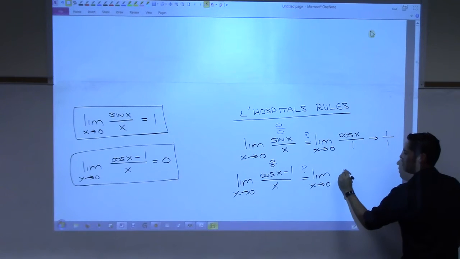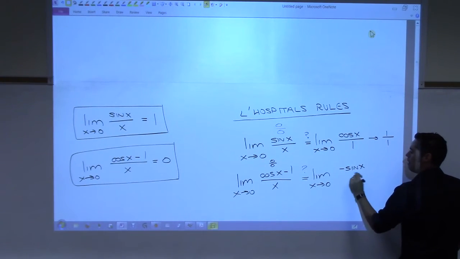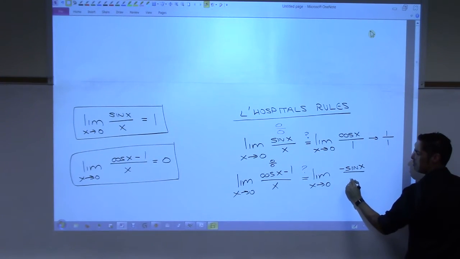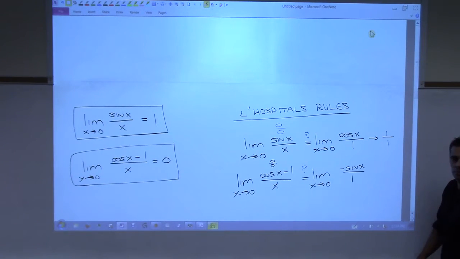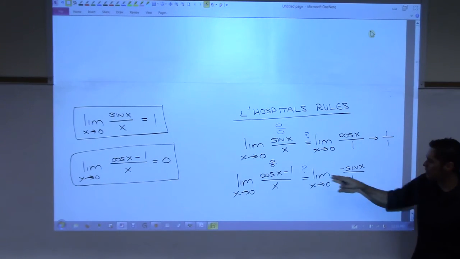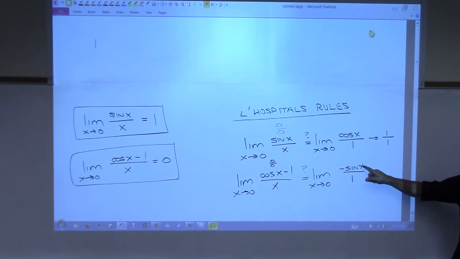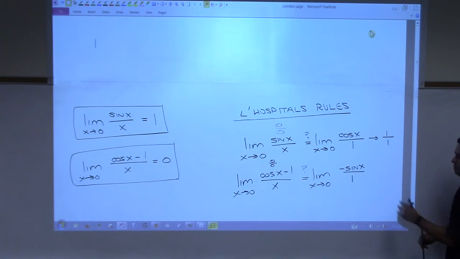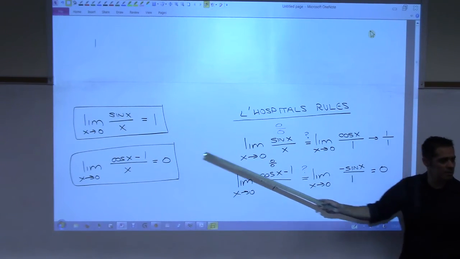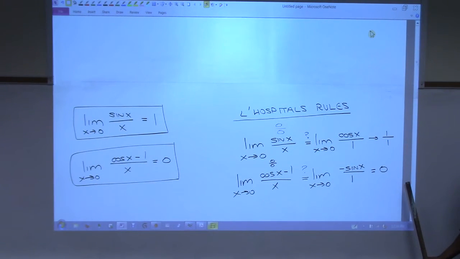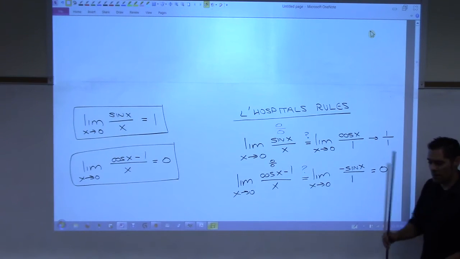Derivative of top is just what? Negative sine x. And then on the bottom is 1. Right? Derivative of the top is negative sine x. And then this is 1. Now let x go to 0. Sine of 0 is 0 over 1. What's 0 over 1? 0. That's what I told you it was going to be, right? Coincidence? No, it's not.